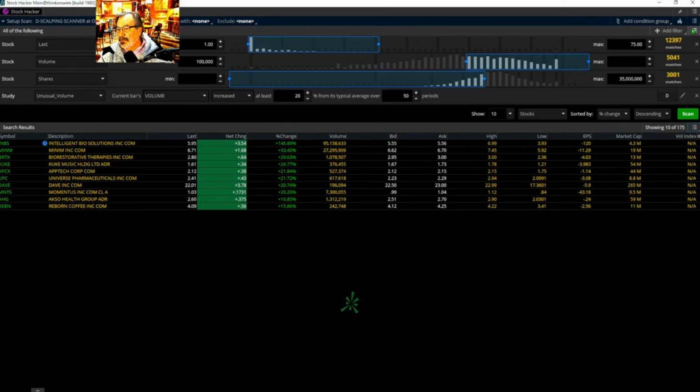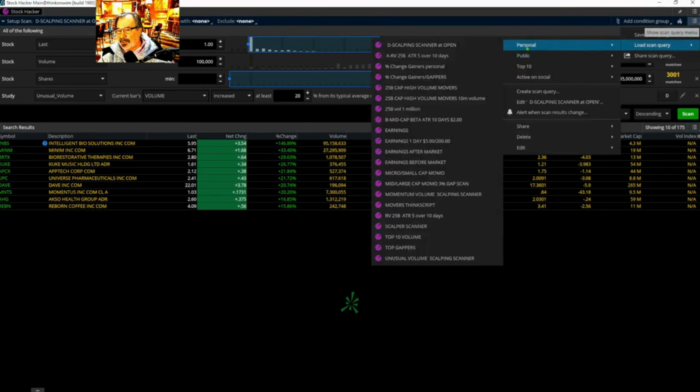So these are momentum scanners. Now you can see over here, I have a bunch of different ones. That's a scalping scanner that I'm just showing you right now at the open. I showed you this one, the large cap RV strategy one. And then the mid cap and beta testing is right here.